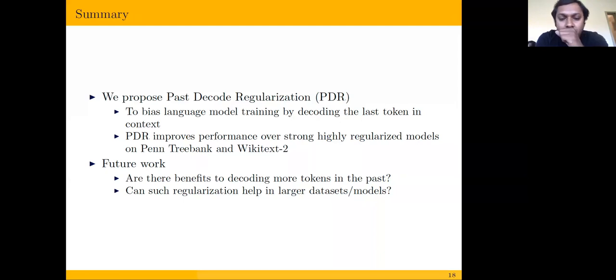And of course, now the world has sort of moved on to using even larger models to do language modeling, like GPT-2 or things like that. It would be interesting to see whether for such larger models, regularization like PDR can help in any substantial manner. That's all.